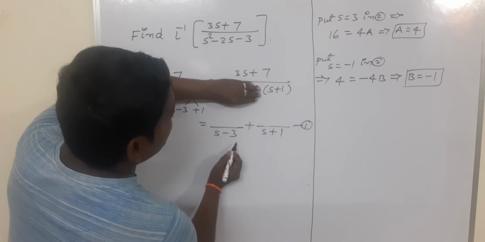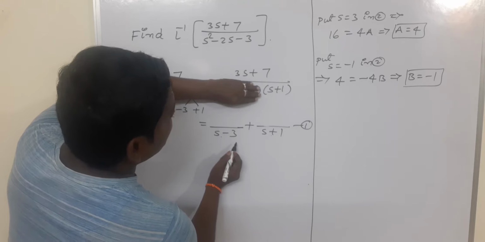Okay. So in this way you can find out the numerator of s minus 3 and the numerator of s plus 1. This is the direct method. If anybody does not understand this method, you can take the LCM, equate the numerators and use the substitutions for a and b values. Okay. Now apply L inverse on both sides.